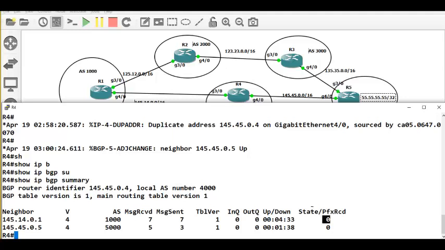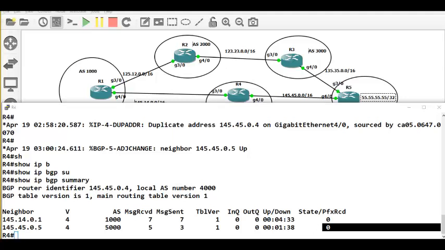State is established. If it is not established, you will not see a number here. 0 is also a number. State should not be idle or active. You can have a 0. 0 says that neighbor is there, but see, 7 packets received, 7 packets sent. Means they are communicating, they are established neighbors, but no update has come so far because we have not advertised.